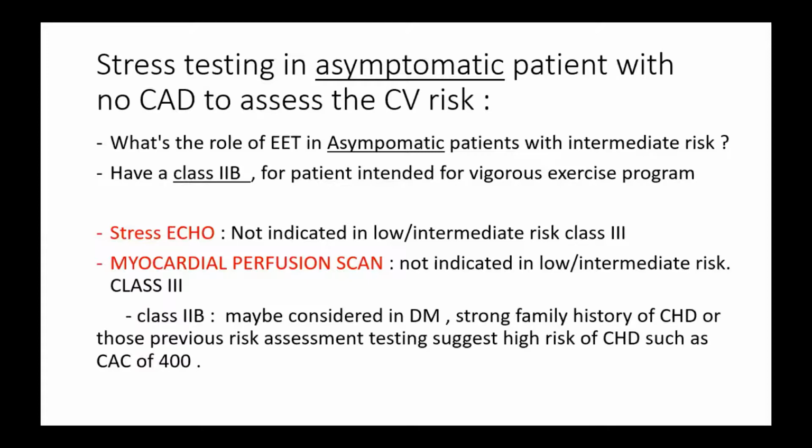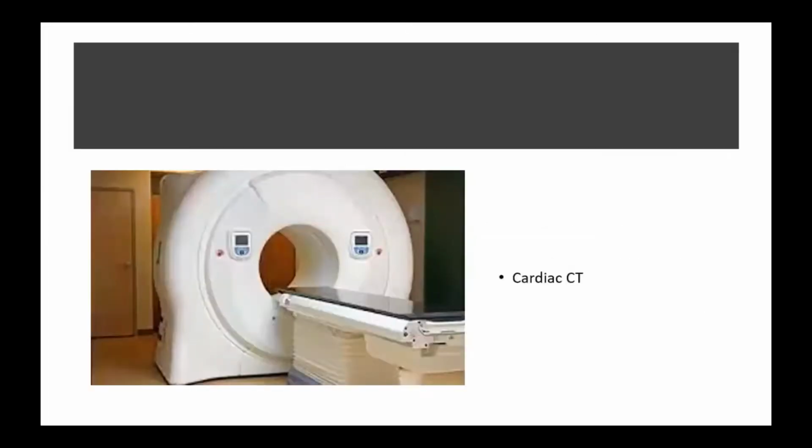However, if they are in a very high risk category, like those who are diabetic with a very strong family history of coronary heart disease, and you did the risk assessment for them and it came out very high, and the calcium score is more than 400, those are the patients for whom you may go for a myocardial perfusion scan. It carries a class 2B. Okay. Now, the CT or cardiac CT.